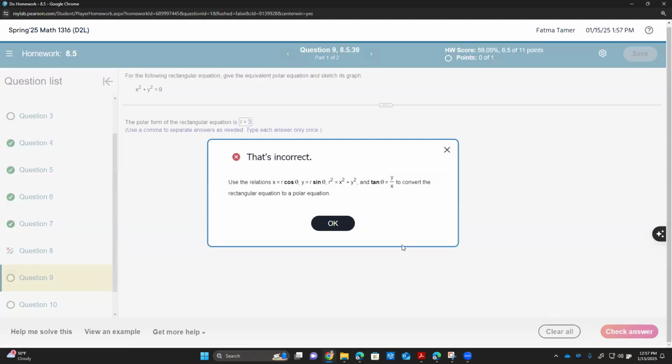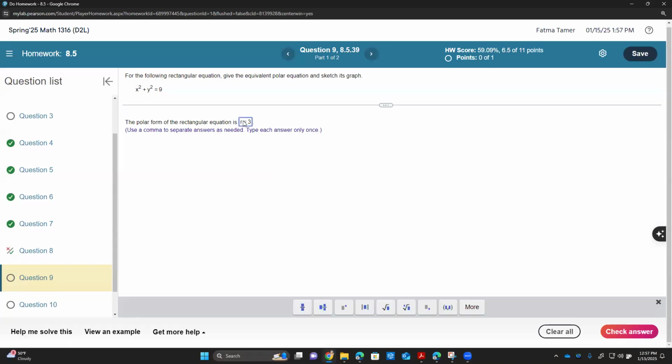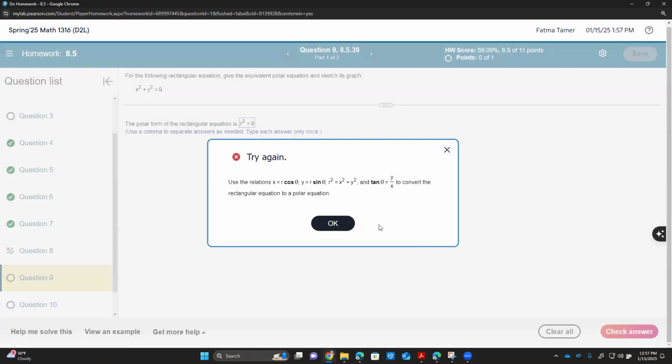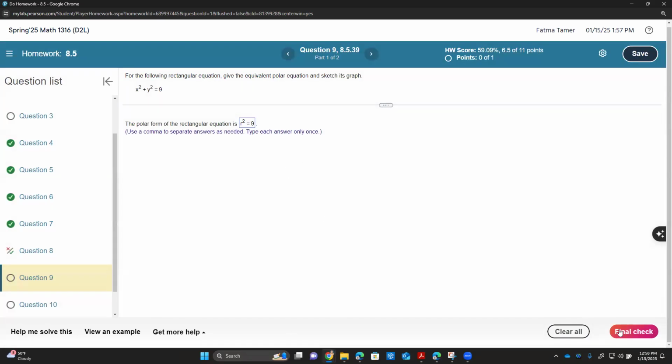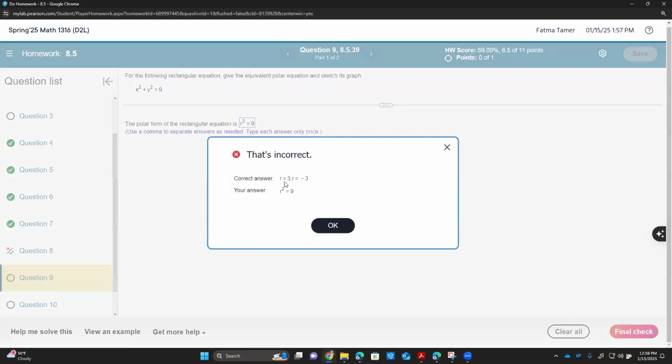So here, polar form of the rectangular equation. All right. So maybe if they don't accept this answer, they want me to simply give them r squared is equal to 9. Okay, we use these relationships and we plug them in, and then we got the answer. But let's just final check to see the answer.